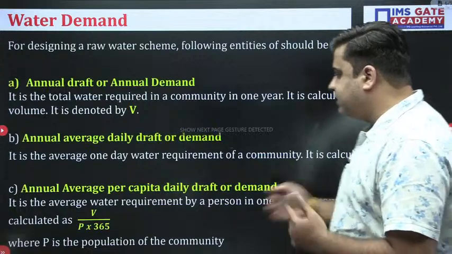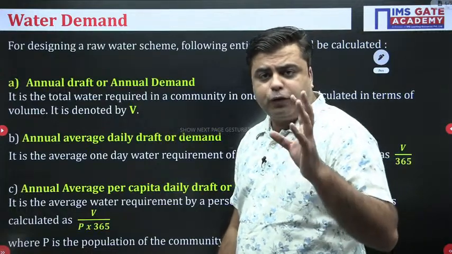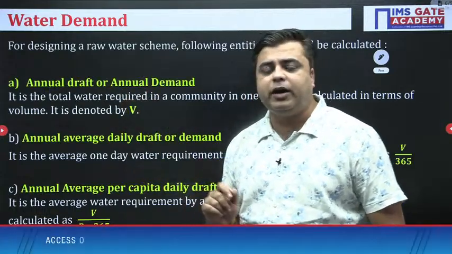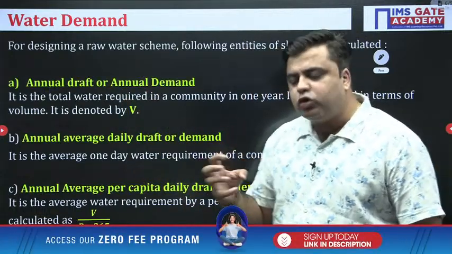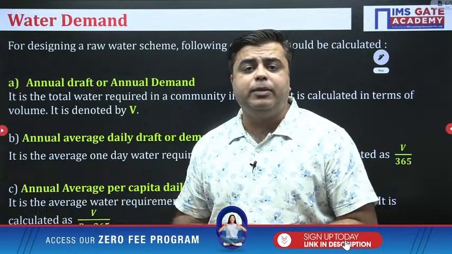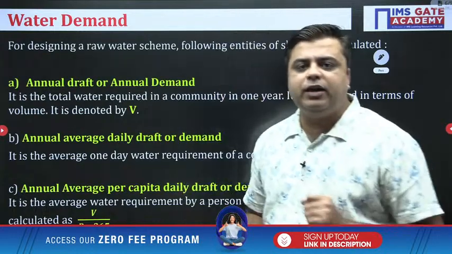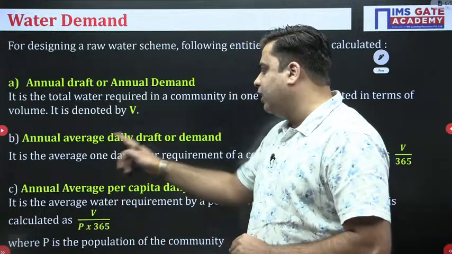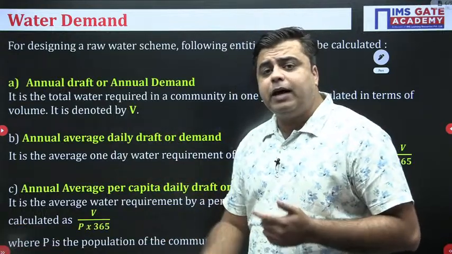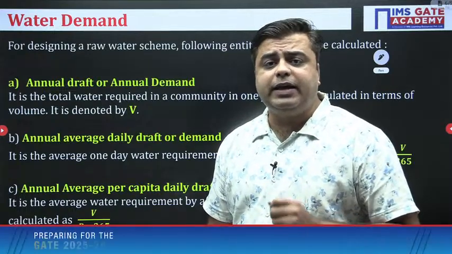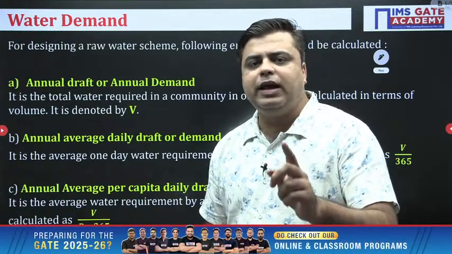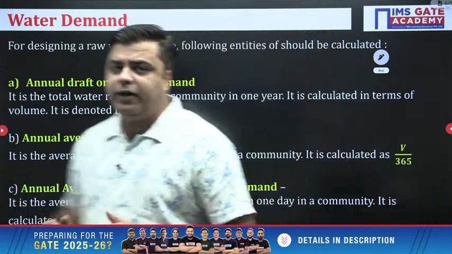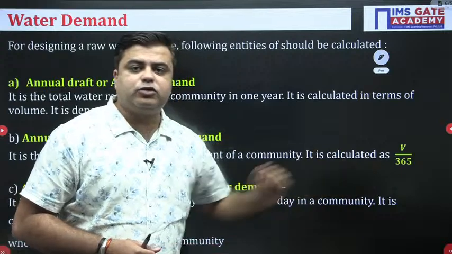In order to design the raw water scheme, you first need to calculate a few quantities. It starts from the annual draft or annual demand. The total quantity of water required in a community in 1 year is called annual draft. It is calculated in terms of volume. Second is the annual average daily draft, meaning the amount of water required in a community in 1 day, and it is equal to V upon 365. Again, it is calculated in terms of volume.